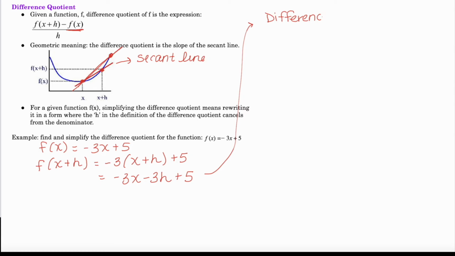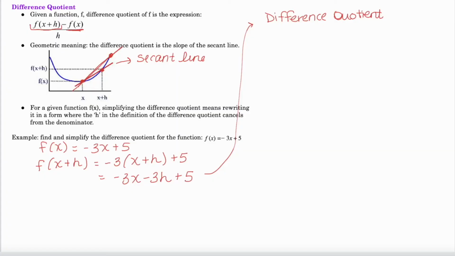We'll start off by taking the f of x plus h function, which we found here, negative 3x minus 3h plus 5, and I'm going to subtract the f of x function itself. We know that's here, so I'm going to subtract negative 3x plus 5. Notice I put it in parentheses because I'm going to subtract everything with my f of x function. Everything is being subtracted, and I'm going to divide that all by h.